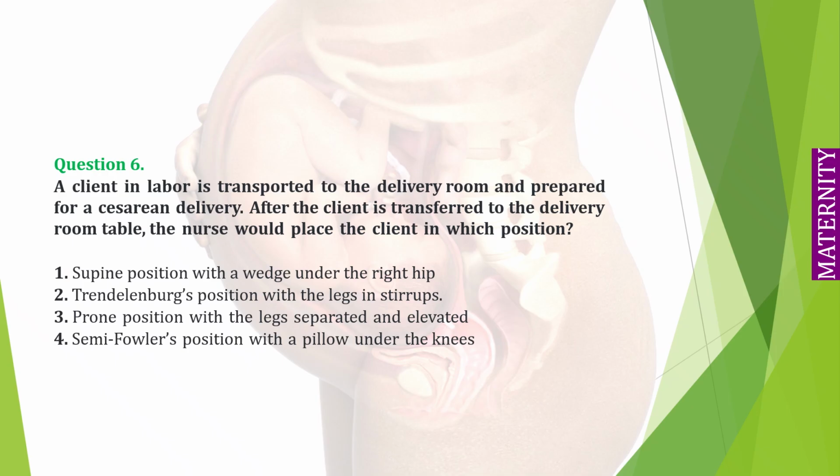Question 6. A client in labor is transported to the delivery room and prepared for a cesarean delivery. After the client is transferred to the delivery room table, the nurse would place the client in which position? 1. Supine position with a wedge under the right hip. 2. Trendelenburg's position with the legs in stirrups. 3. Prone position with the legs separated and elevated. 4. Semi-Fowler's position with a pillow under the knees. Explanation. Question 6.